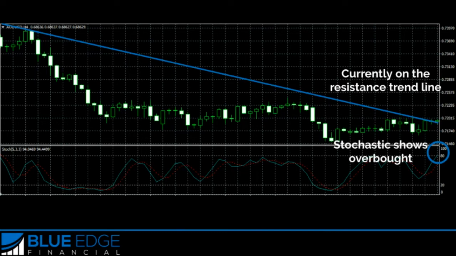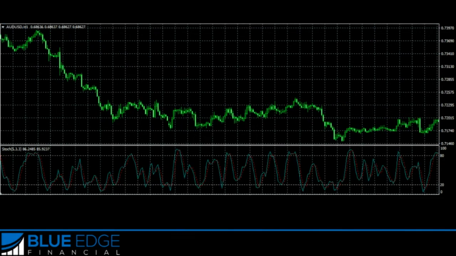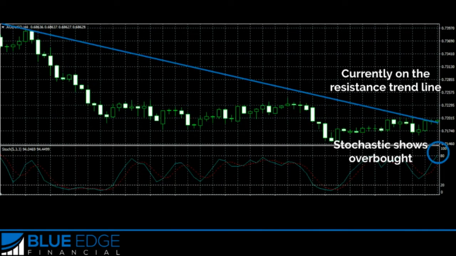So like I said, we started here on the 1-hour chart, we moved up to the 4-hour chart here, and this is what's going to give us the big picture and help us determine the overall trend. You can see on the 4-hour chart that it's in an obvious downtrend, and we drew the trend line. But we also threw on here the stochastic indicator, and you can see that right now it's showing that the market is overbought. So the market's overbought, you can see it's about to bounce off of this trend line, and this seems like a great time to sell.